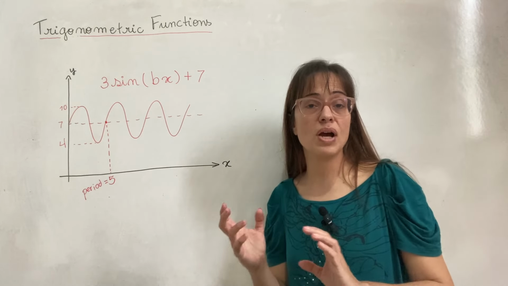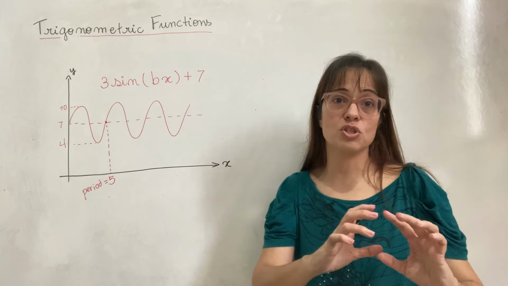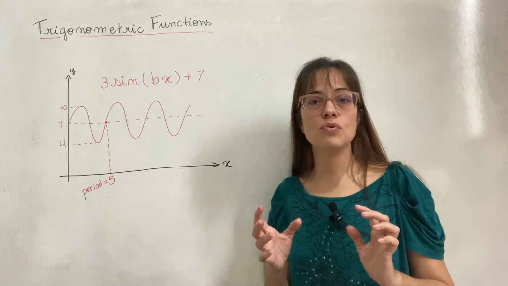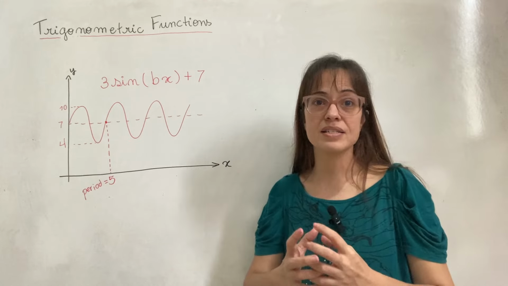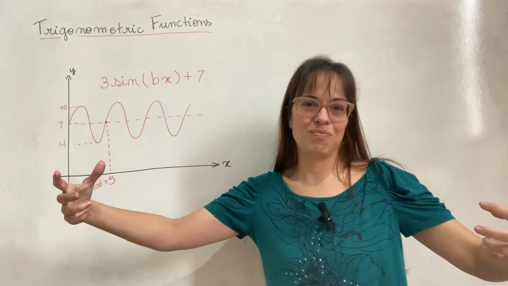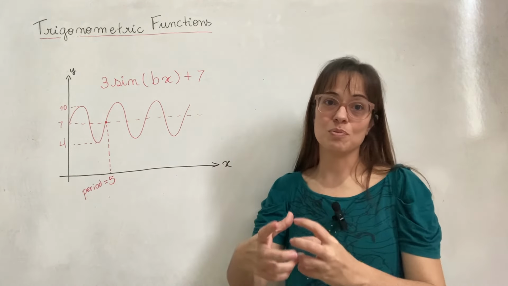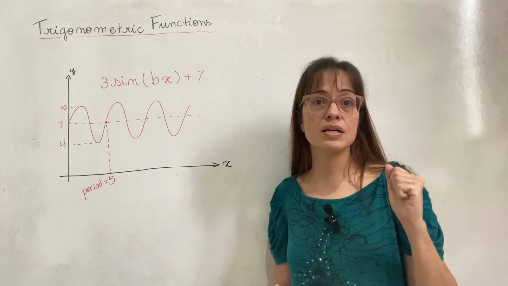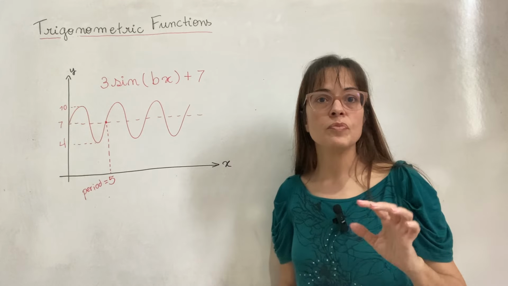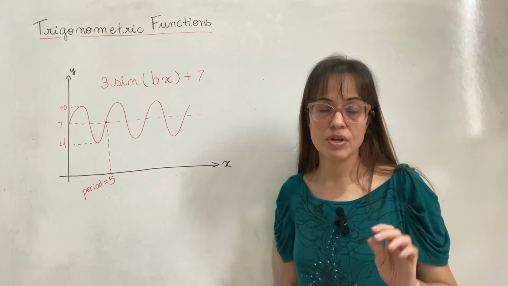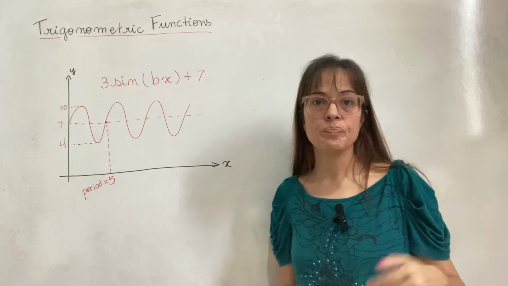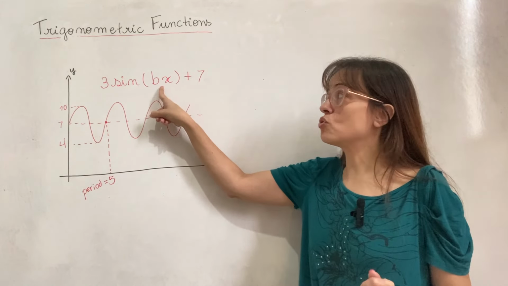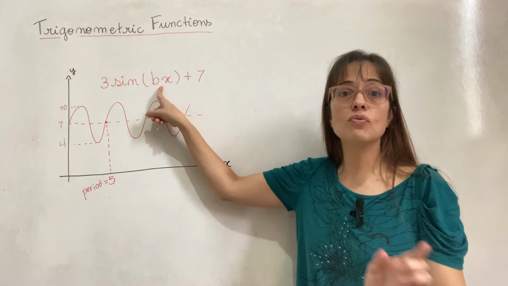For example, if you do f of x plus 4, then it's going to the left instead of going to the right. If you do f of 2x, instead of making the thing bigger, you're actually making it smaller. So f of 2x is a horizontal stretch of scale factor a half. So it's 1 over 2. And here as well, this represents a horizontal stretch of scale factor 1 over b.